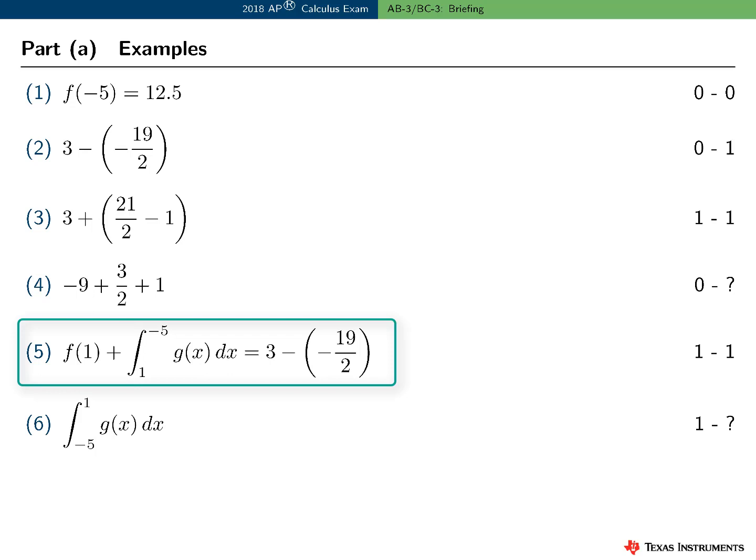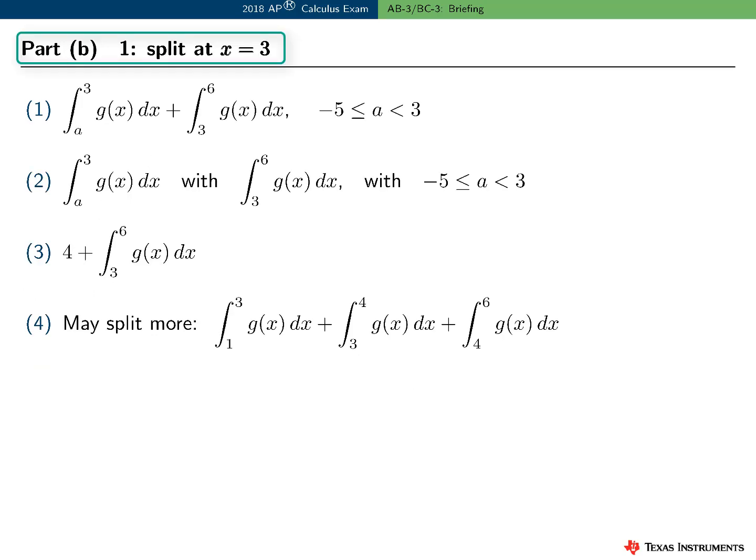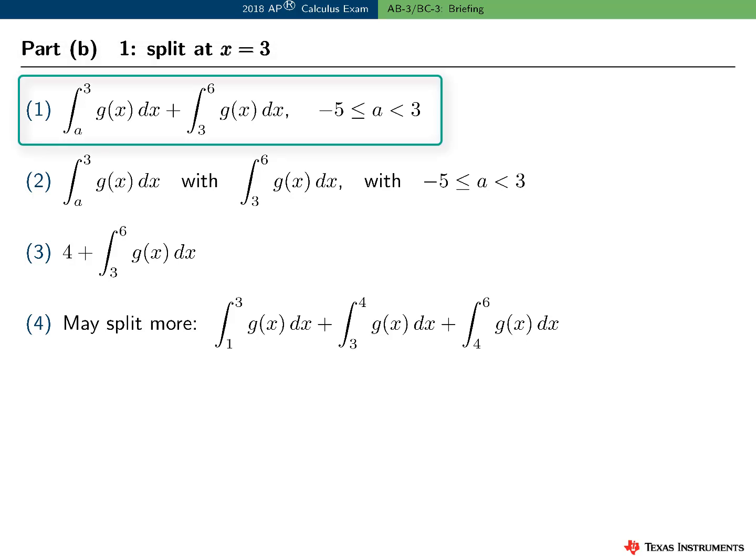Example 5 earns 1, 1, and example 6 earns the integral point. In Part B, the first point is for knowing and communicating the need to split the definite integral into two parts at x equal 3. Here are 4 examples in which the student would earn the first point.